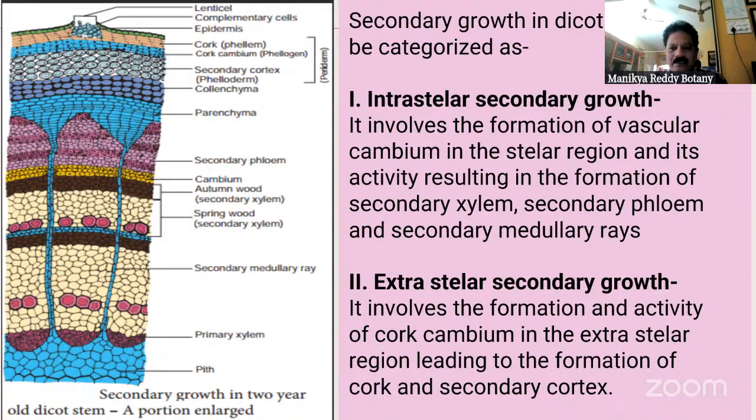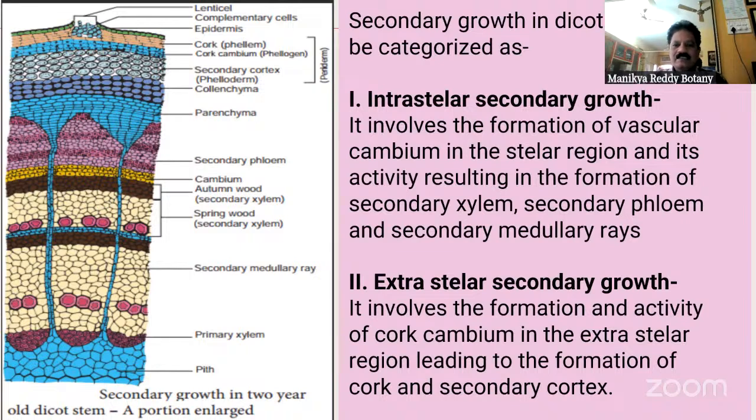That is called vascular cambium. Because of the vascular cambium, secondary vascular tissues and secondary medullary rays are formed, and the girth of the stele increases. When the radius of the stele increases, because of the pressure exerted by the increased stele, the epidermis, which acts like a protecting layer in primary stems, will be ruptured.